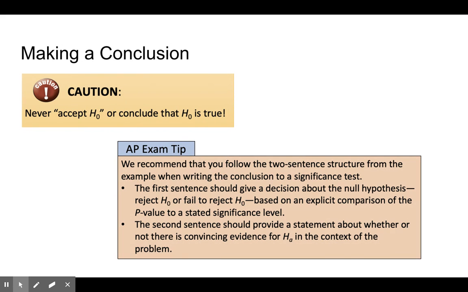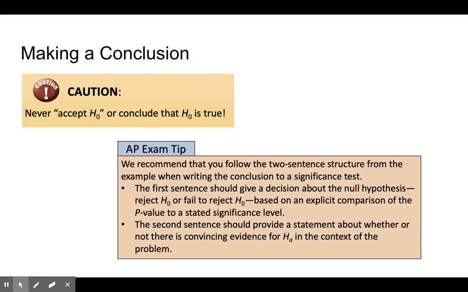So again, I want to restate that we never, ever, ever accept H naught. We never conclude H naught is true. We only have evidence to reject it. And an exam tip, we recommend that you use the following two-sentence structure from the example when writing the conclusion to a significance test.